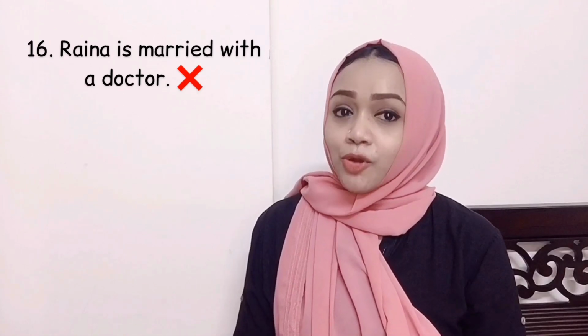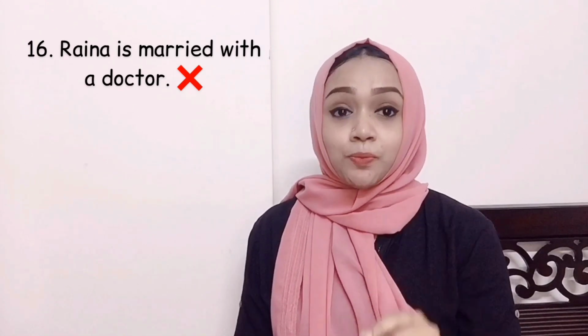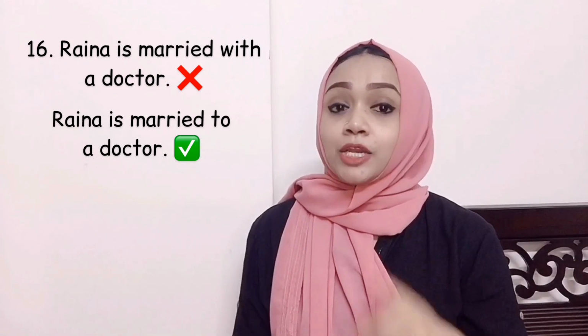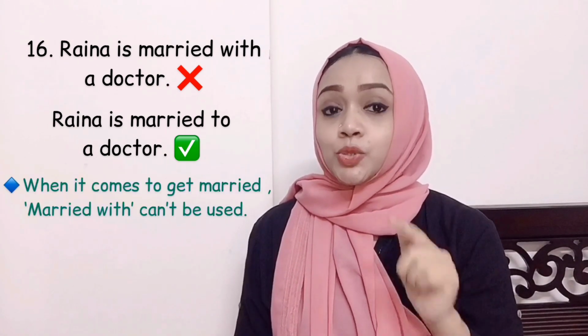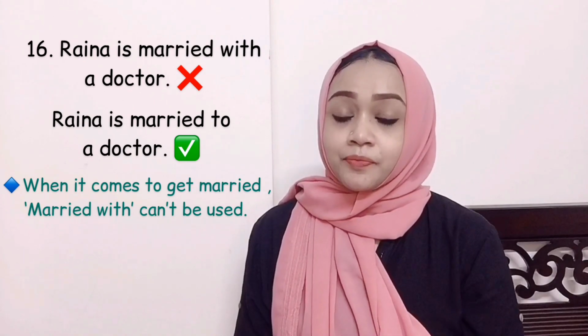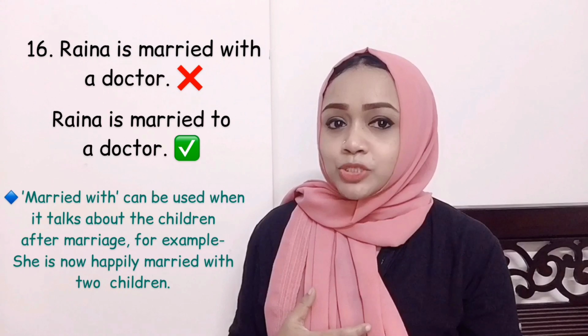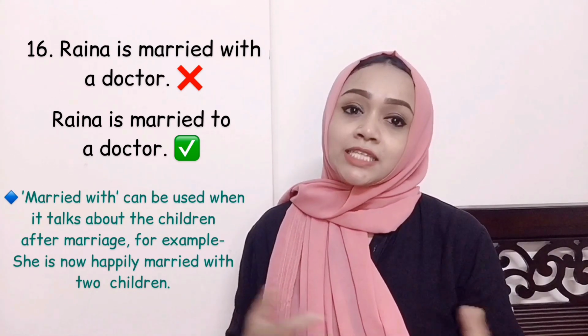"Raina is married with a doctor." There is a mistake. It should be "Raina is married to a doctor." You can't use married with to express the fact that two people are married to each other. But you can use married with when talking about children after marriage. She is now happily married with 2 children.